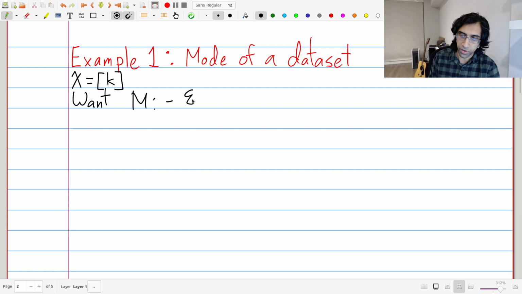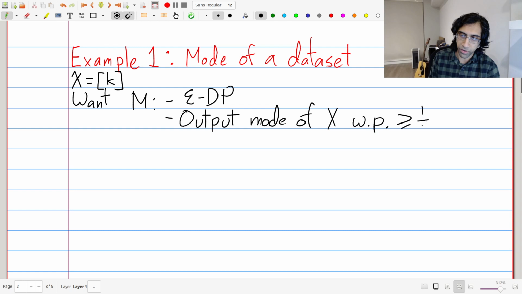One, that it's epsilon-DP. And the other characteristic that we want to have is that naturally we're trying to find the mode. So what we want it to do is output the mode of whatever input data set is given, x, with probability, say, greater than or equal to 1/2. We could put whatever constant we want here, but just for simplicity, let's say it gives the right answer with probability at least 1/2, right? If it doesn't even give probability 1/2 of getting the right answer, that's a pretty bad algorithm.